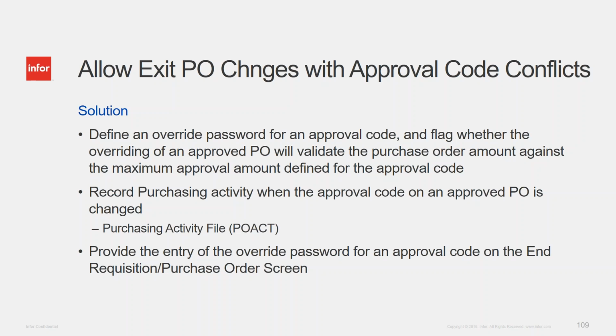Our solution: we defined an override password for an approval code and a flag for whether the overriding of the approved purchase order will validate the PO amount against the maximum approval amount defined for the approval code. We're going to record purchasing activity when the approval code on an approved PO is changed. And we're providing the entry of the override password for an approval code on the end rec purchase order screen.